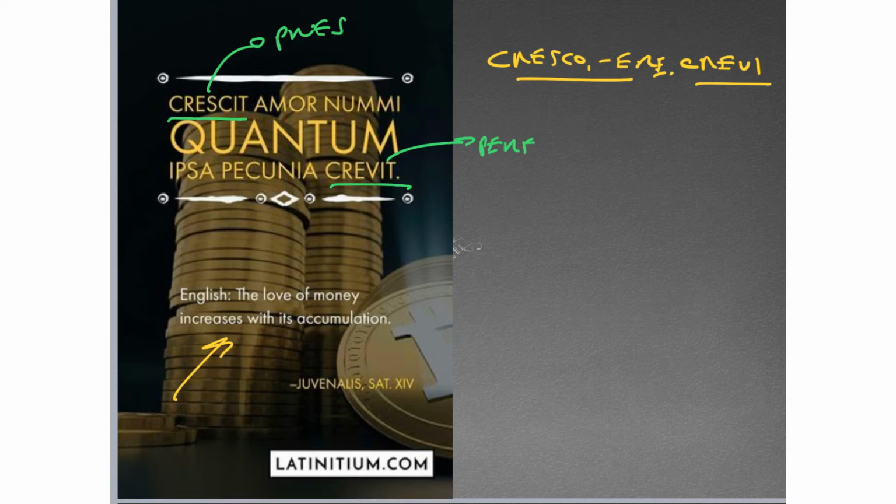So from a literal standpoint, love of money grows, present, as much as money itself has grown. All right, and so there is your distinction between the present and the perfect.